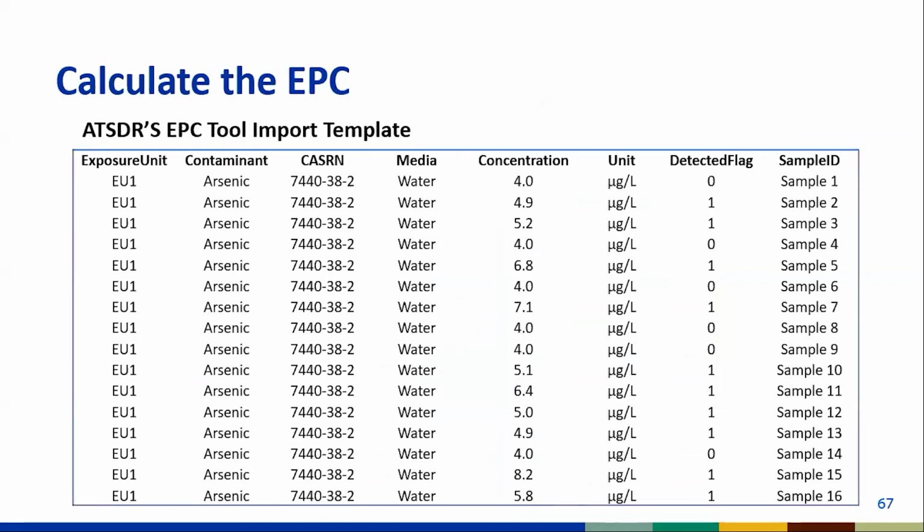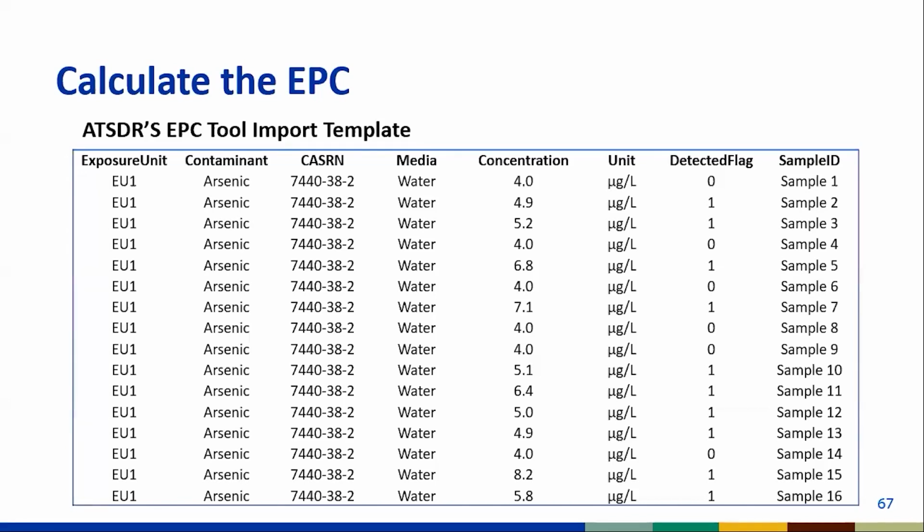Now that the data are processed, the health assessor can calculate the EPC. On this slide, I'm showing the EPC data import template from ATSDR's EPC tool, populated for this dataset. You can download the template from the EPC tool website. Be sure to enter the data according to the column headers on the Raw Data tab. The first column is the exposure unit, and for this case study, is populated with EU to indicate the exposure unit for each of the 16 samples. The exposure unit name has to be the same for each of these 16 sample results.